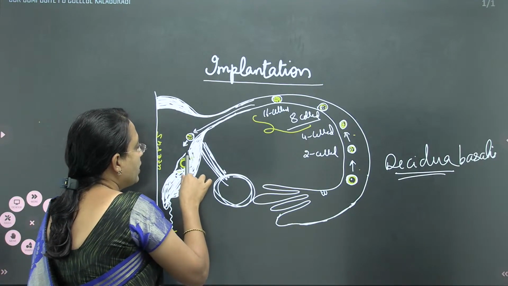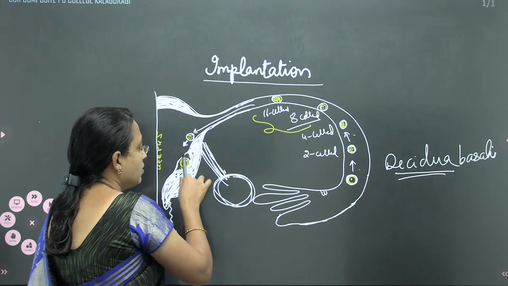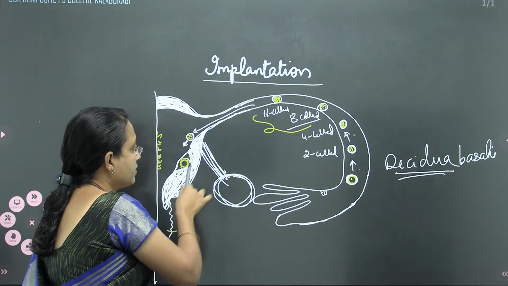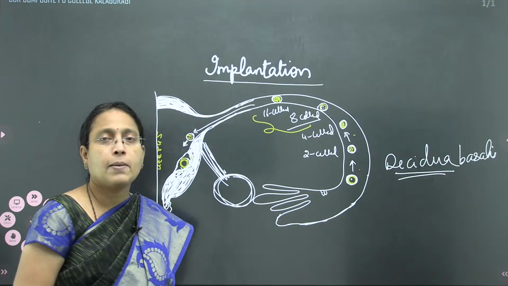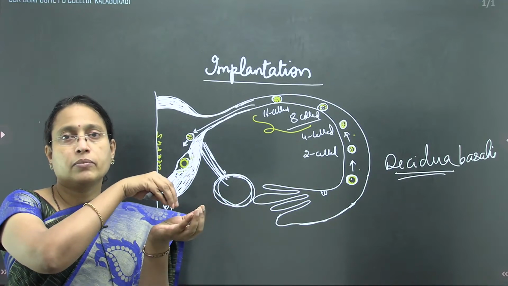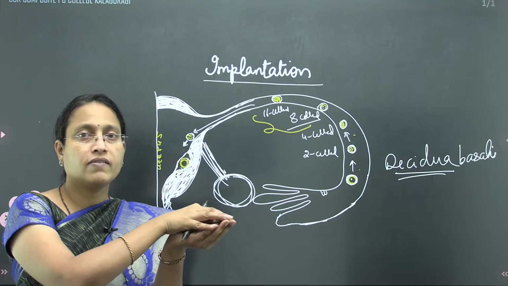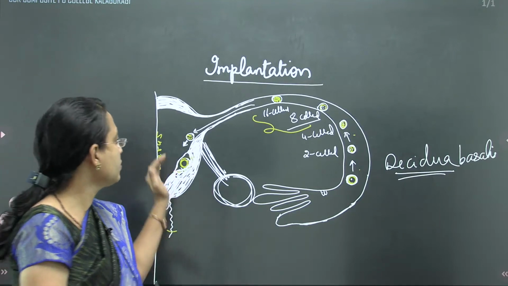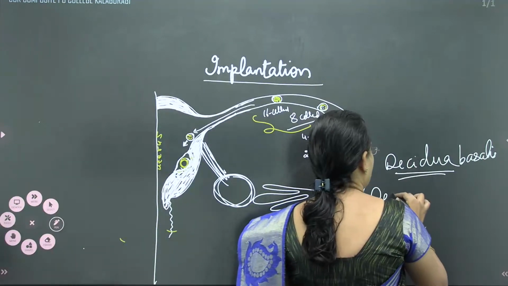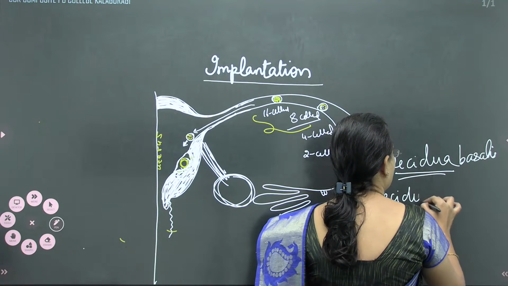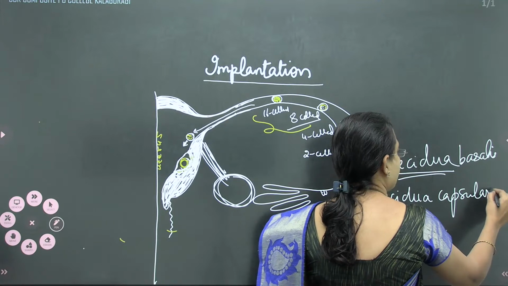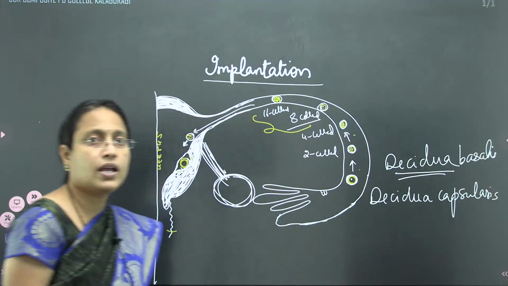And the part of the endometrium that has covered the blastocyst on top, not at the base, that is called decidua capsularis. It means that in the pit, the blastocyst is buried. When the uterine wall covers the upper part, that part that covers on top is called decidua capsularis.